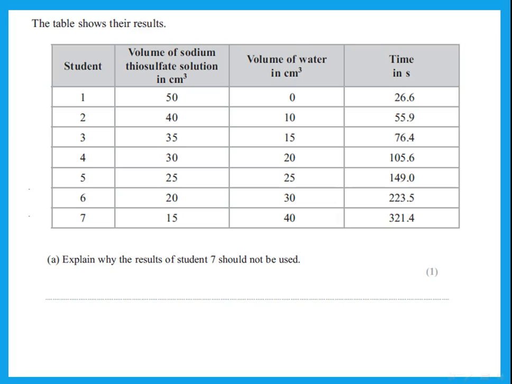Remember that he said the total volume of solution should remain the same. So, for all the students, the total volume of solution was what? 50, 0, 40, 10, 35, 15, 30, 20, 25, 25, 20, 30, all of these, the total volume was 50. But what about student 7? He used 15 and 40. So that means that the total volume is more than 50.